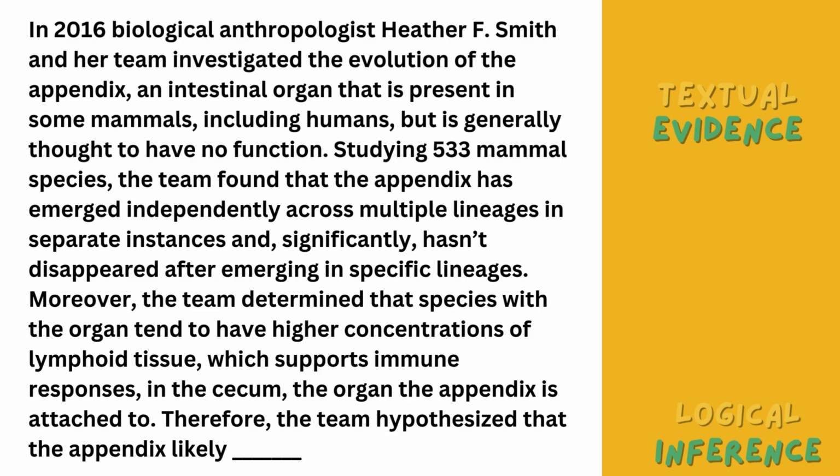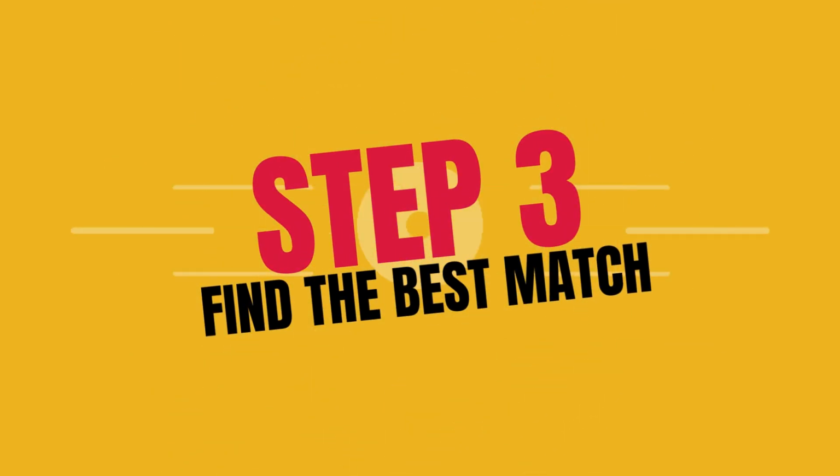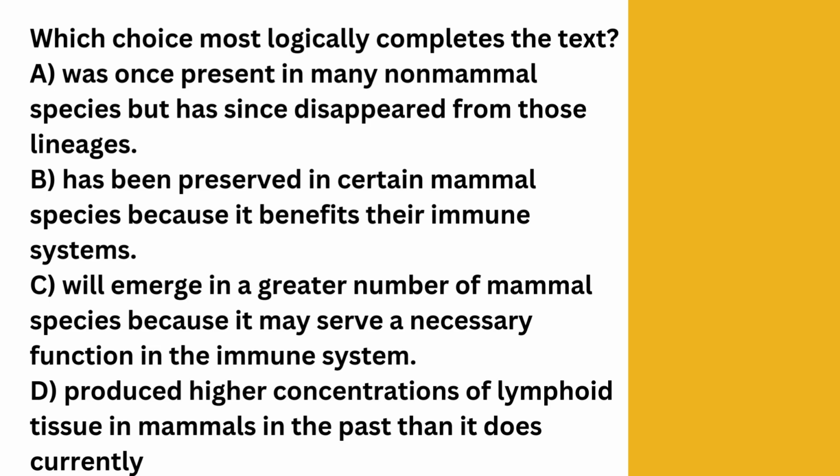So we're looking for an answer option that says appendix is good for some animals, not all, based on the text, right? Step number 3. Find the best match. As we look at the answer options, choice B stands out because it includes all the keywords correctly. It says, "The appendix likely has been preserved in certain mammal species because it benefits their immune systems."